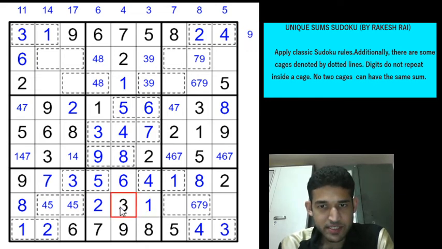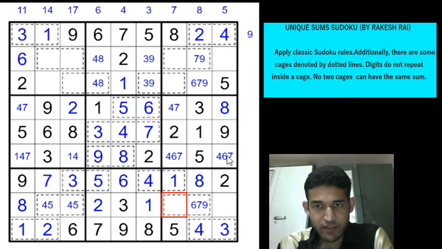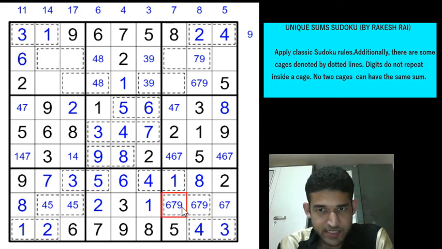So the remaining digits along row 8 are 6, 7 and 9. We have a 9 in column 9, so this will be a 6, 7. This will be 6, 7, 9. So 9 will go either with the 6 or 9 will go with the 7, which means the total will either be 15 or 16 in that cage. But both are possible as of now.